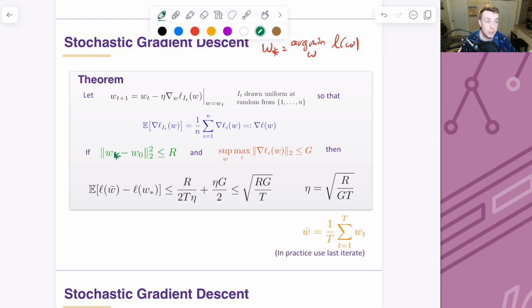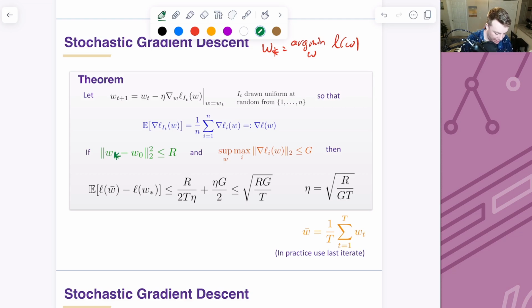Okay, so if those things are true, we're doing stochastic gradient descent. We didn't start too far away; we started at most R away. And for all of our W's, our data and loss functions are conditioned well enough that the gradients aren't too large, at most G. If that's the case, then I can make this claim. And that's what this last sentence is saying.